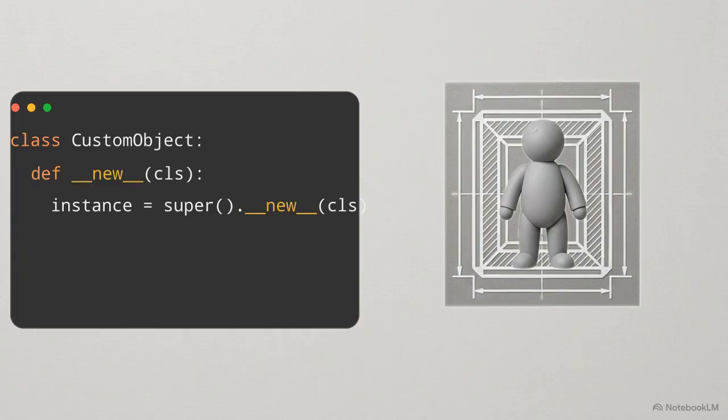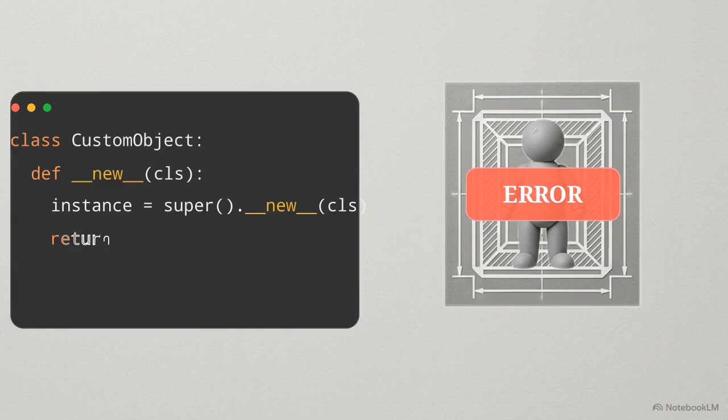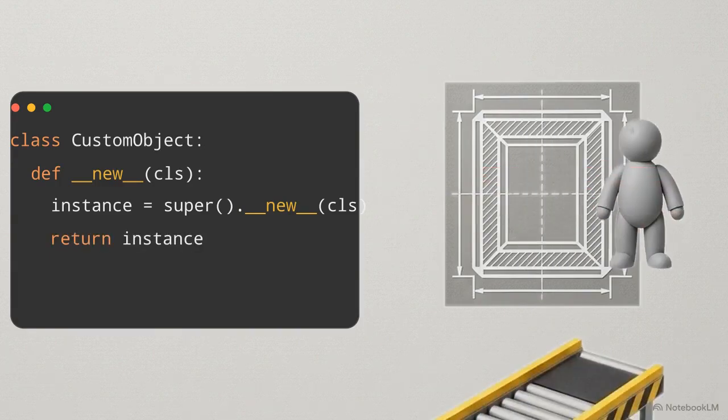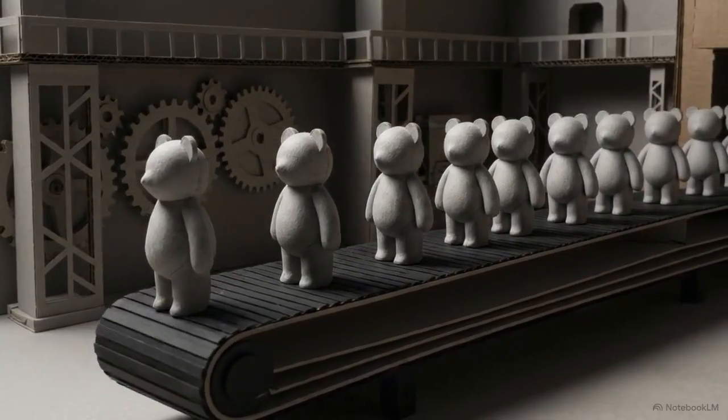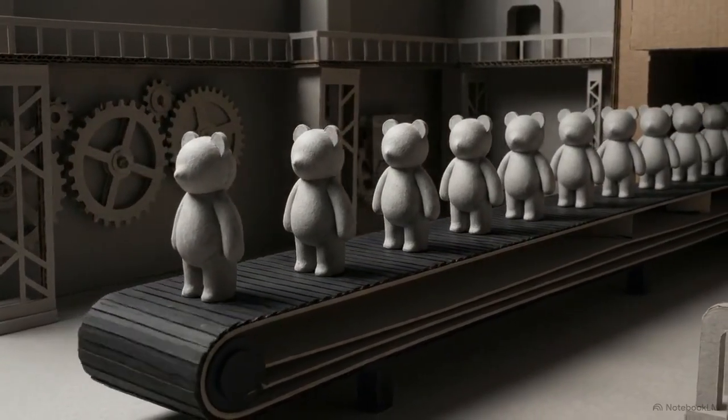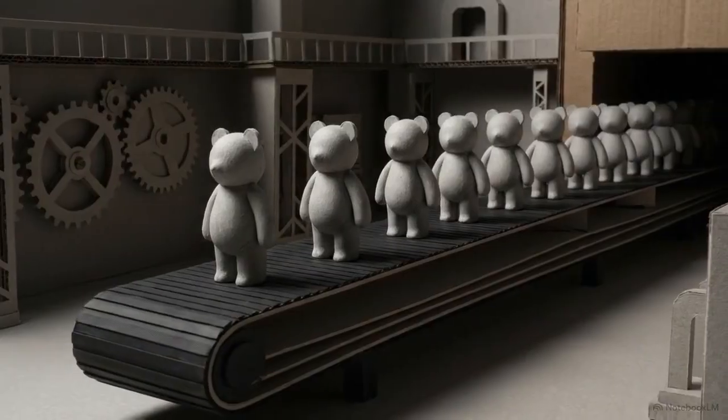The molding machine must actively hand the newly created object down the assembly line, or the process crashes. To do this, we add a return statement in our code, guaranteeing the blank toy moves forward. The molding machine is completely blind to the final toy's design. Its only measure of success is whether the blank shape exists and keeps moving.